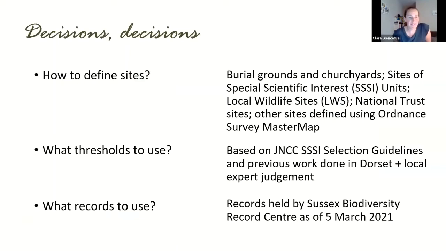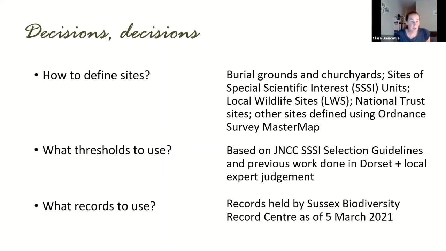So another load of decisions about how to tackle this. Sean's already touched on the challenges and difficulties of defining a site, and we took a starting point of sites that are already defined. So a lot of the grassland fungi sites in Sussex are burial grounds and churchyards. Those have already been mapped. Some of them are SSSI units, local wildlife sites, National Trust sites. They're already mapped. And then there's some other ones where we used Ordnance Survey MasterMap to define those sites and put a boundary around them. And that's where the licensing issues come into play that Sean mentioned.